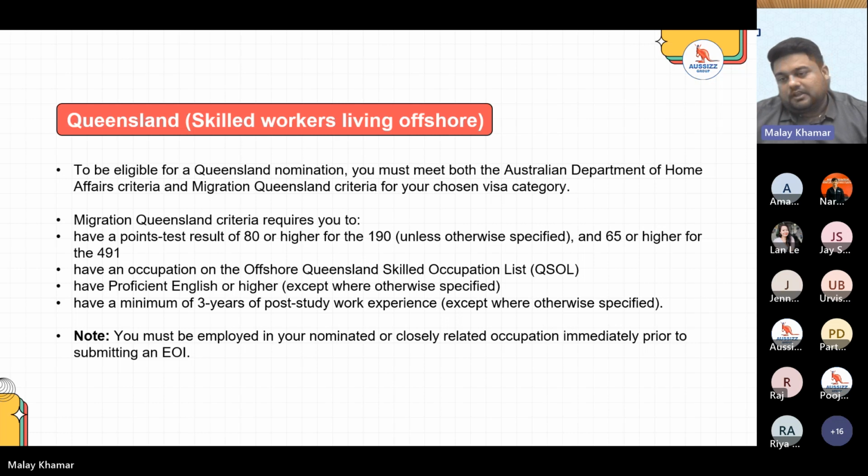Additionally, an overseas applicant needs to have a 7 each, which is professional or proficient English or higher, and you need to have a minimum of 3 years of post-study work experience. So if you completed your studies in 2018, you need to have 3 years of experience after 2018. During-study experience will not be considered for the Queensland state nomination. You cannot even use the points for during-study experience. You can only use the points for post-study work experience.